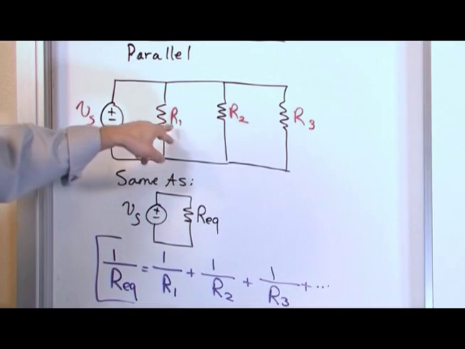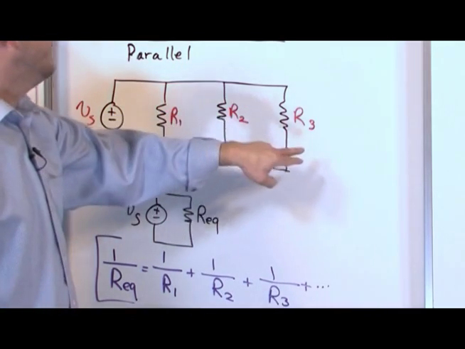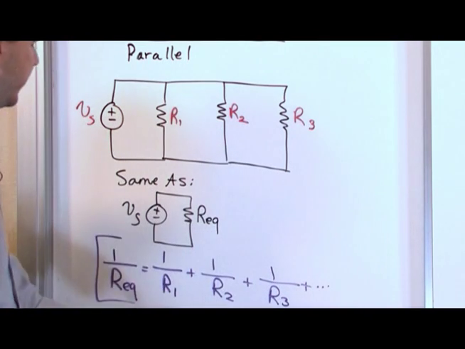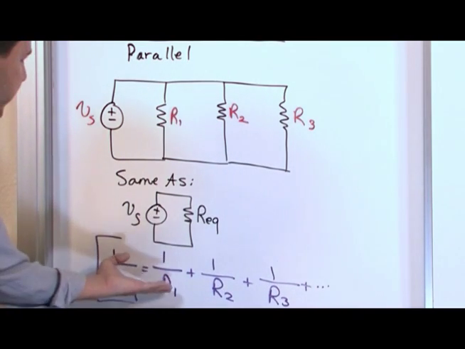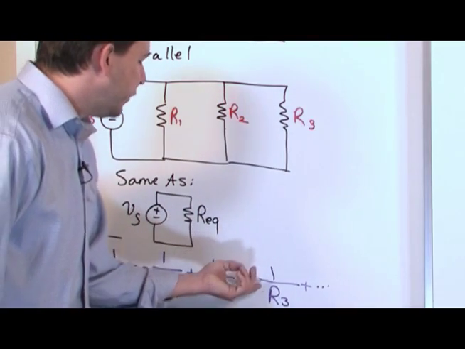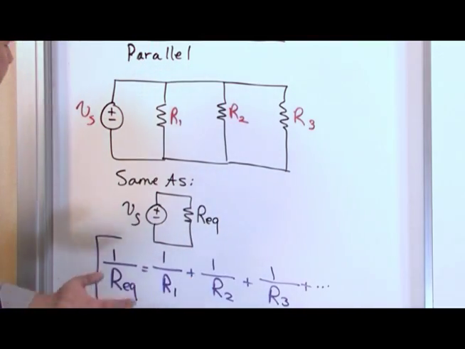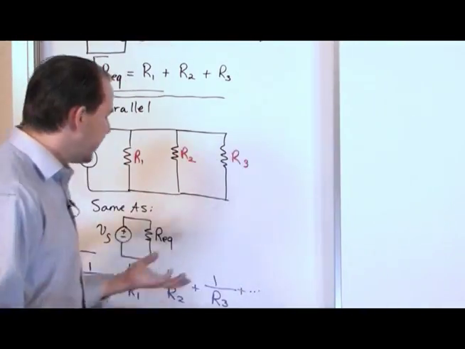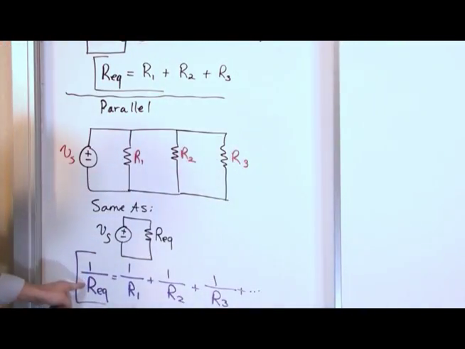If this is 5 ohms, and this is 6 ohms, and this is 10 ohms, then all you do is put 5 ohms, 6 ohms, and 10 ohms in there. 1 over 5 ohms, you get a number. 1 over 6 ohms, you get another number. 1 over 10 ohms, you get a third number. These are all numbers. You add those numbers together, right? So what you're going to have is 1 over the equivalent resistance is equal to a number.